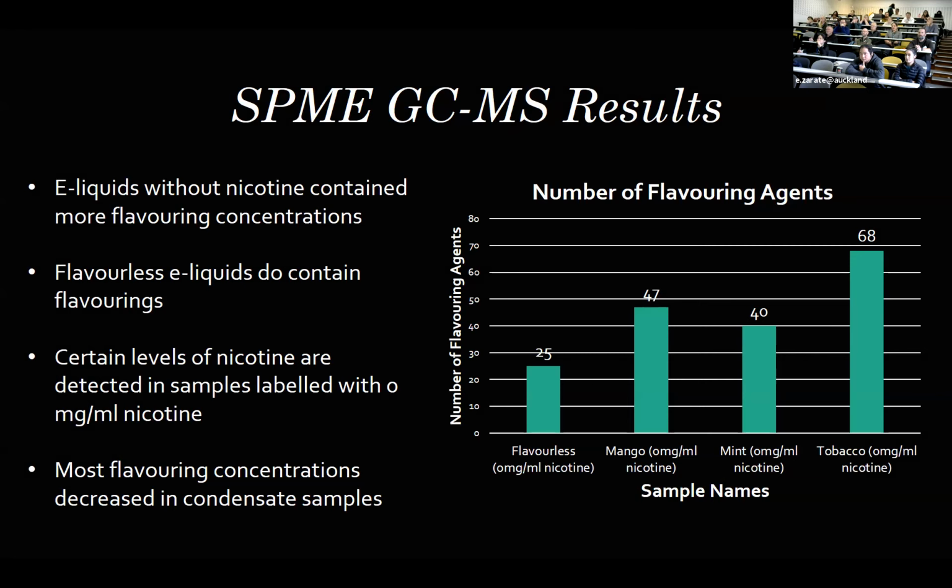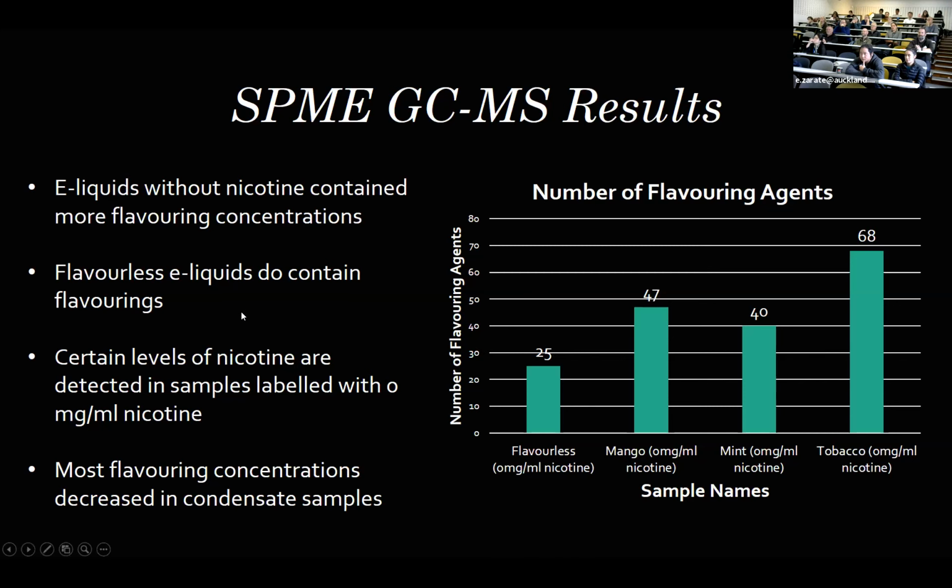Depending on what flavor you're trying to create, there's going to be a different number of flavoring compounds added. We also found that in this flavorless e-liquid, there actually were 25 different flavorings included. So I'm not quite sure how it can be called flavorless, but I guess these are added to mask the taste of the propylene glycol and the nicotine and the vegetable glycerol.